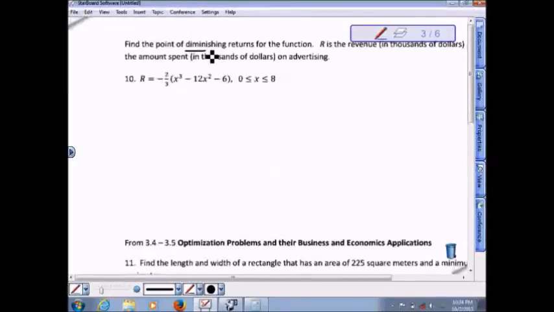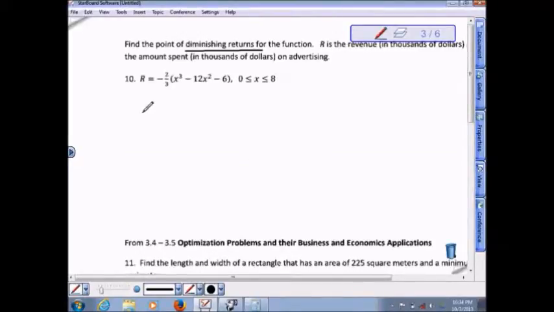Okay, the point of diminishing returns, this was part of 3.3's lesson, the latter part. The point of diminishing returns is a point of inflection of a graph when it switches from concave up to concave down. That means it's still increasing, but it starts to increase at a slower rate. That's a point of diminishing returns.